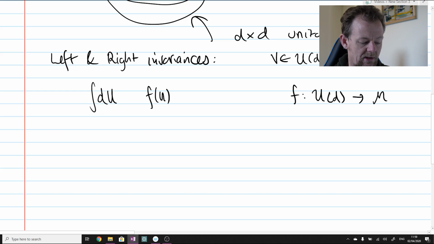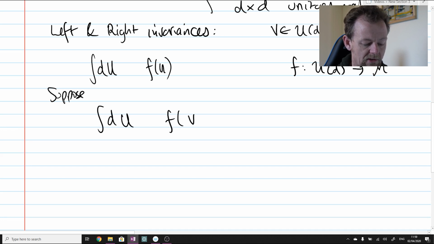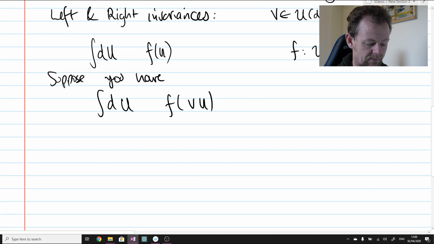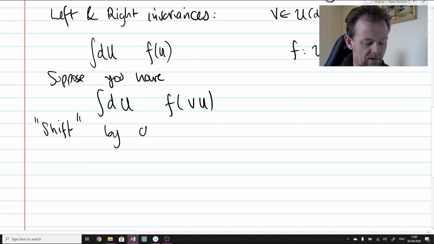And what does it mean for the Haar measure to be left or right invariant? Well, suppose instead of this integral expression, you had something like the following. So you've got the integral du of f, and then you've got this fixed unitary v multiplied by the argument of f. And so suppose you have this kind of integral. Then to make this somehow simpler, you might shift by making a change of variables.